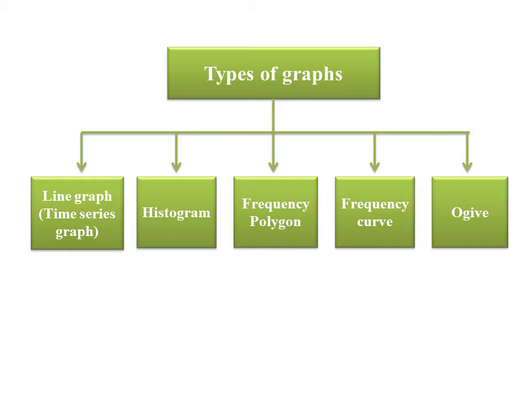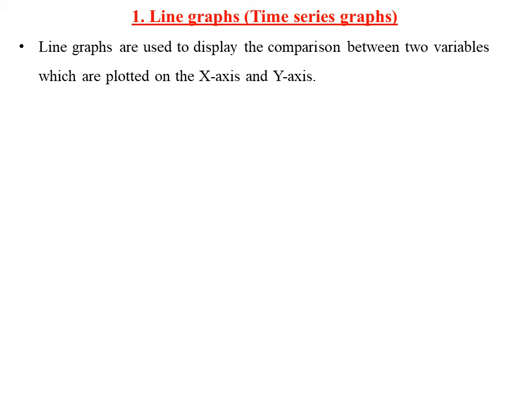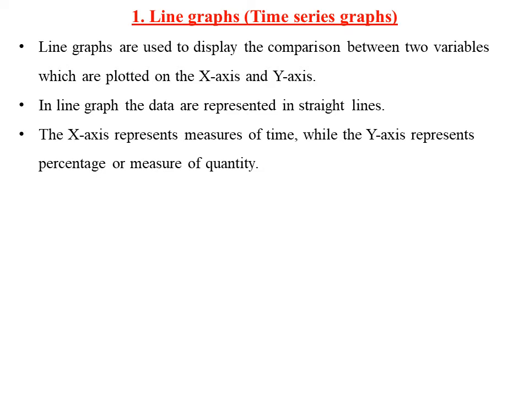The types of graphs are line graph, histogram, frequency polygon, frequency curve, and ogive. The line graph is otherwise called a time series graph. Line graphs are used to display the comparisons between two variables which are plotted on the x-axis and y-axis. In a line graph, the data are represented in straight lines. The x-axis represents the measure of time while the y-axis represents the percentage or the measure of the quantity.